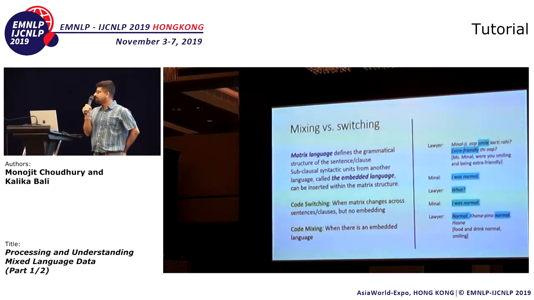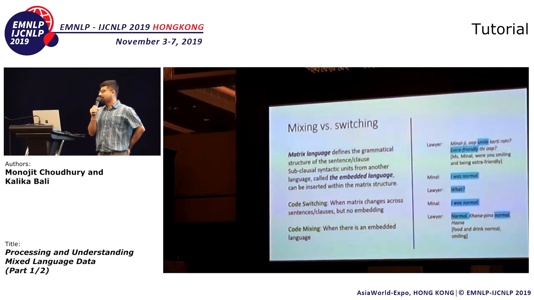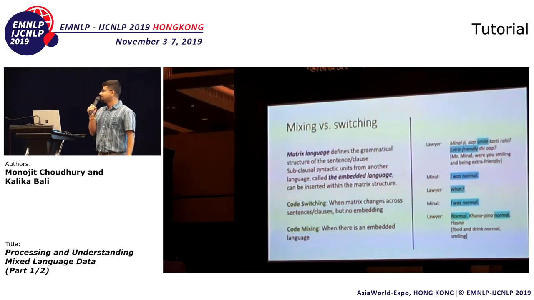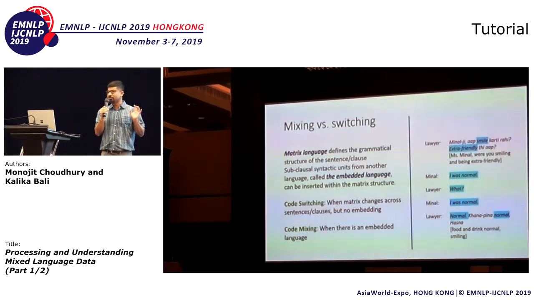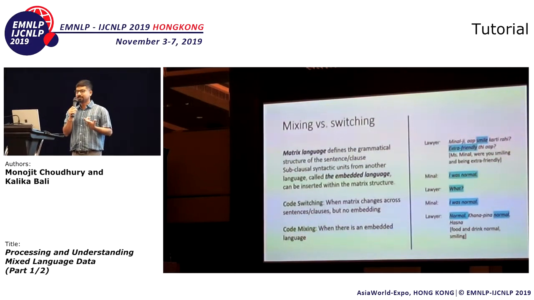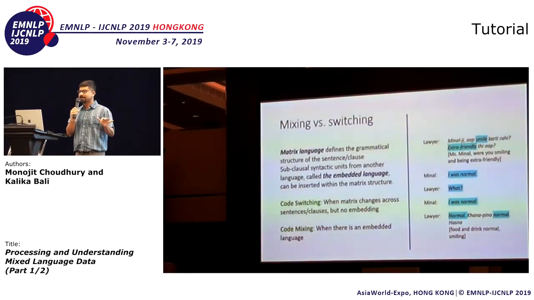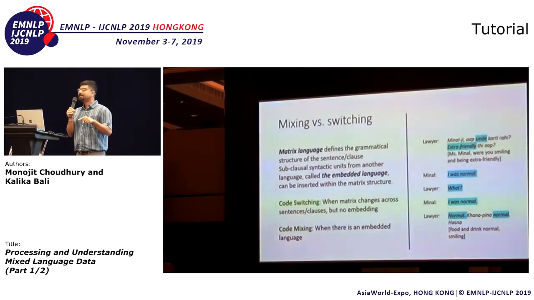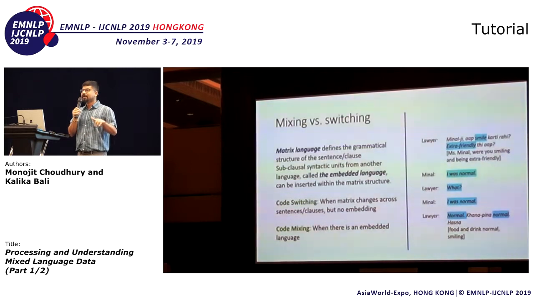So you would have heard both the terms code mixing and code switching. And there is a lot of argument whether they are the same or different. So according to one definition, there is this notion of matrix language. So any sentence can be assigned a dominant language. Typically the main verb defines the dominant language, or the word order defines the dominant language.